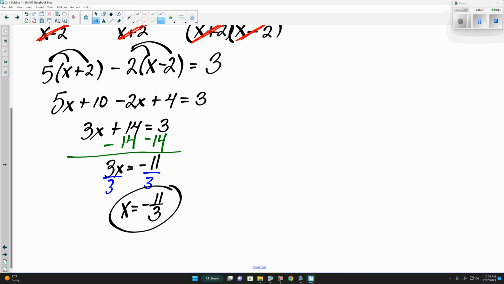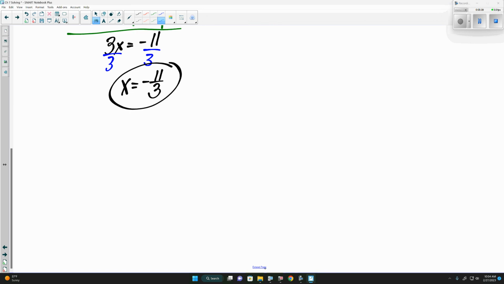Any questions on this here? Is that one of our restrictions? So, that is our solution. Awesome. Let's look at the next one.